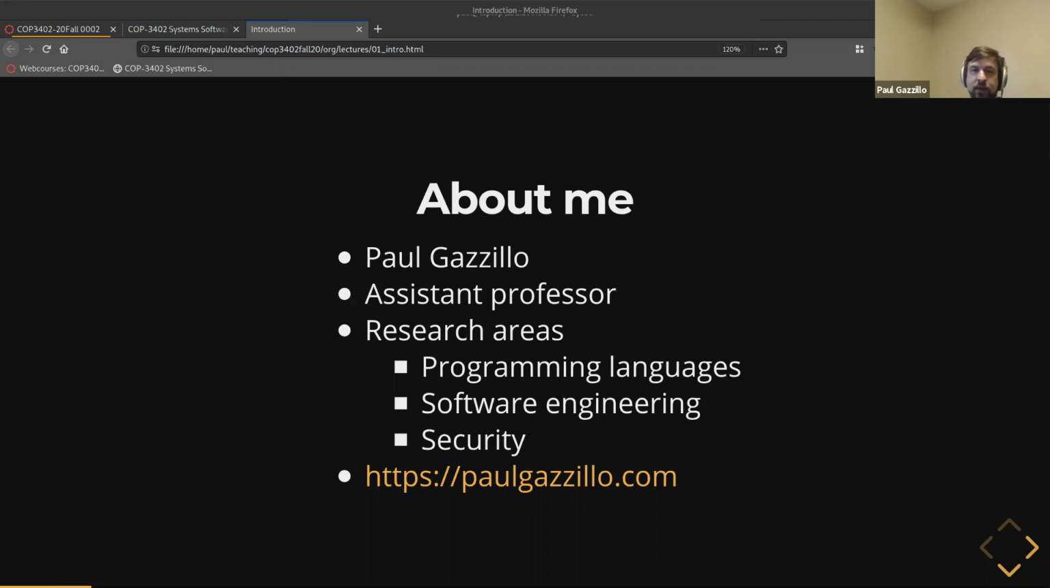A little bit about me. My name is Paul Gazzillo. I'm an assistant professor here at UCF. I've been here since 2018. Because I really enjoy compilers and programming languages so much, that is my research area.